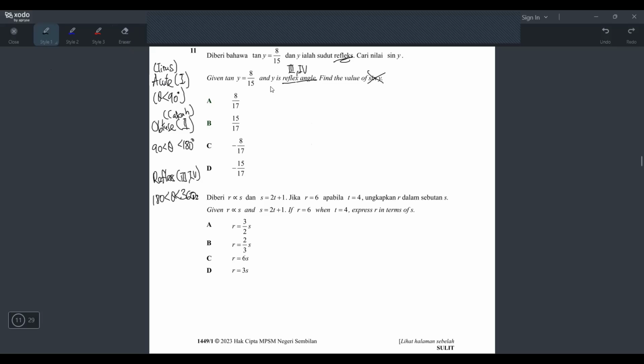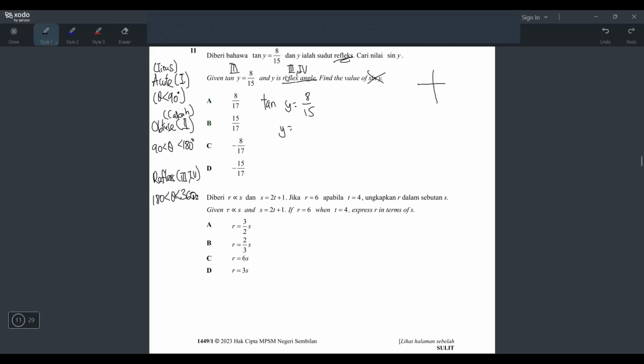Okay, I think I will use the calculator to do it. How I will do it is like this. Since tangent y is 8 over 15, I will try to find y. But before we find y, I want to mention something. Your angle is quadrant 3 or quadrant 4, because they say reflex angle means it's quadrant 3 or quadrant 4, right? But actually, it's quadrant 3. Okay, let me explain why.